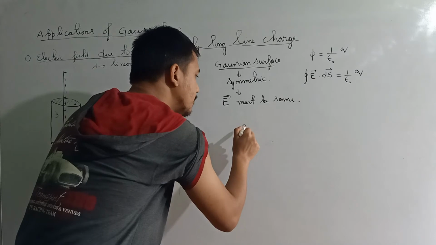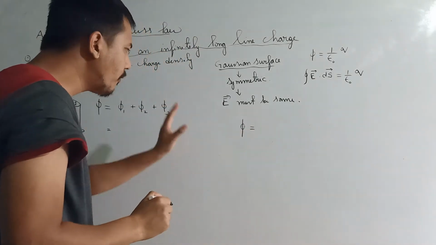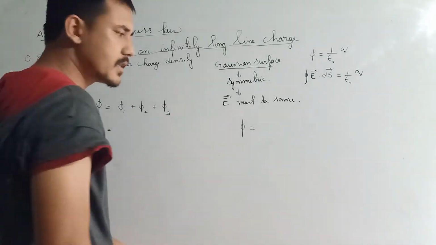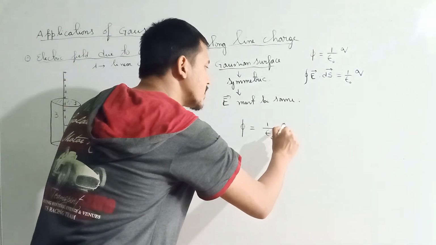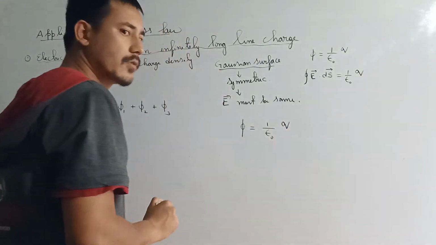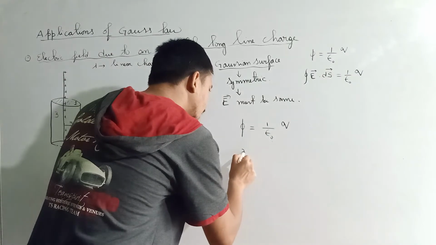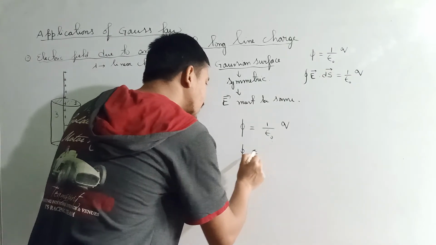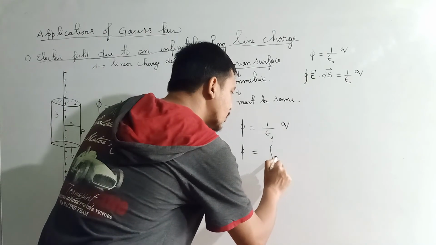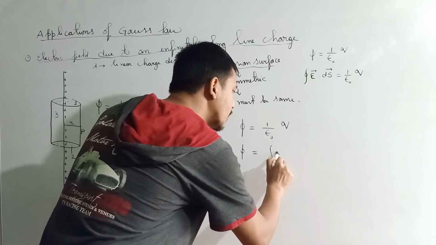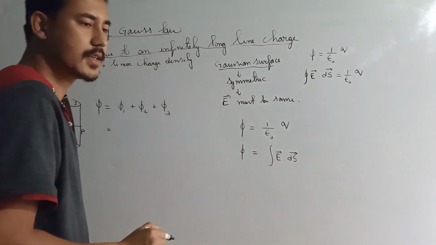According to Gauss law, the total electric flux over any closed surface is given by 1 by epsilon naught times the charge enclosed by the surface, right? Also, in another form, the total electric flux over any closed surface is given by the total electric field over that surface. Is it okay?